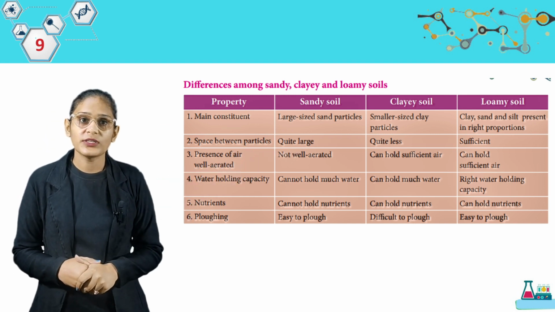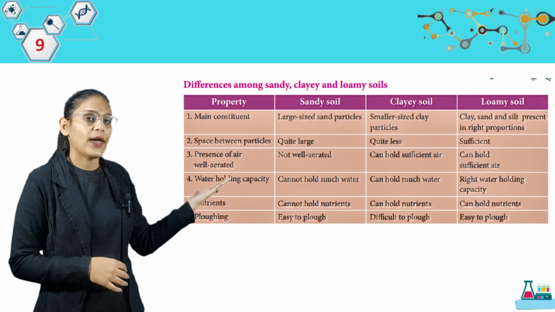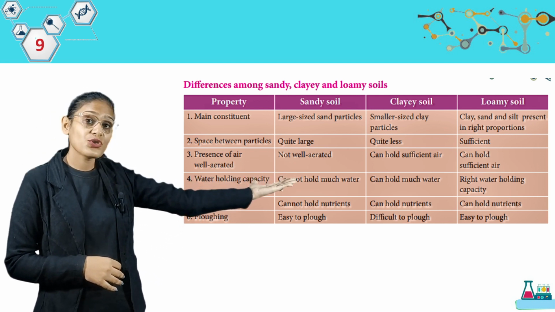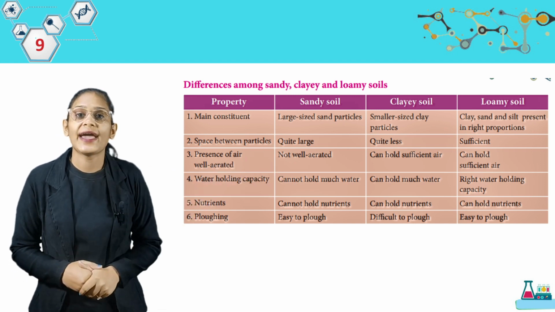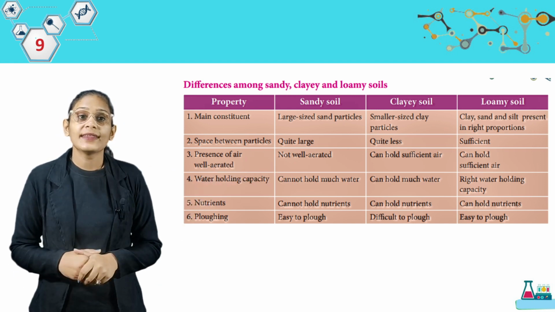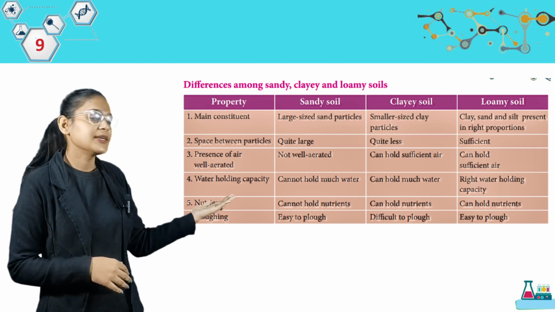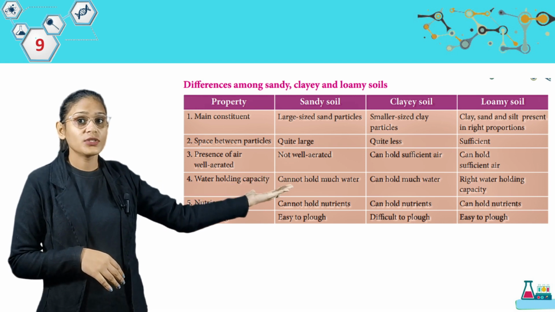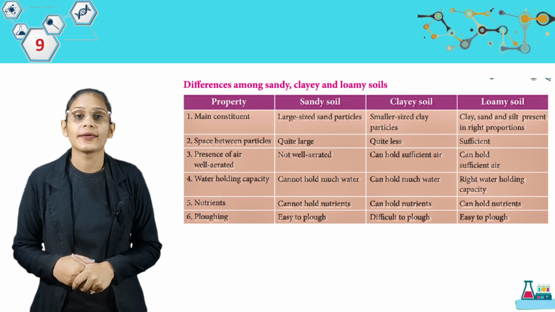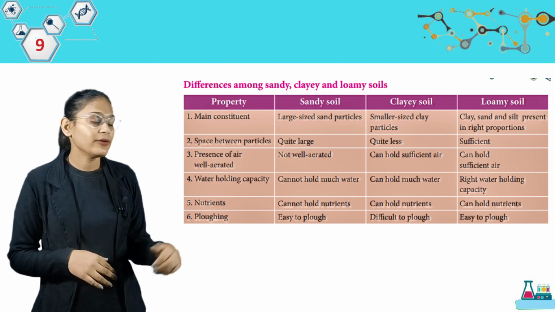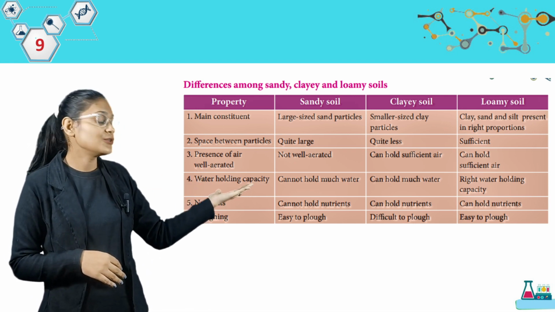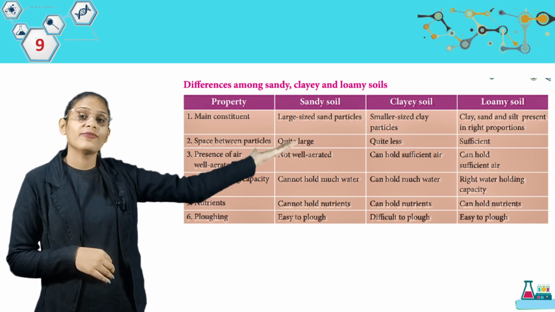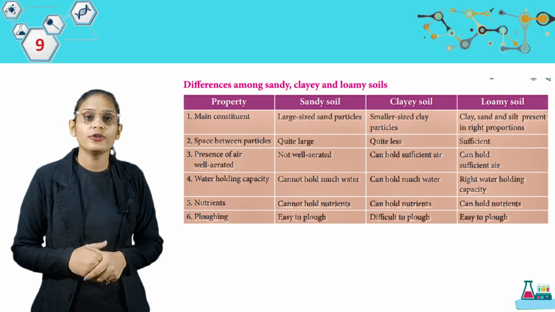Now come to the next property students, we have presence of air. Sandy soil well aerated, clay soil not well aerated, loamy soil can hold sufficient air. Then we have the fourth property, water holding capacity. Sandy soil cannot hold much water, clay soil can hold much water, loamy soil right water holding. Then come to the next, nutrients. Sandy soil cannot hold nutrients, clay soil can hold nutrients, and loamy soil can hold nutrients.